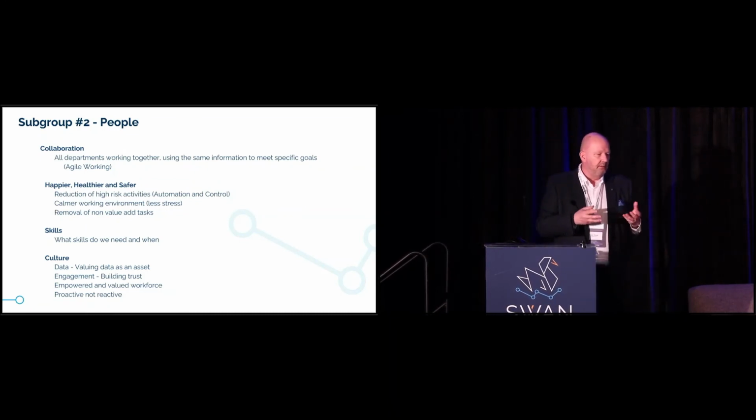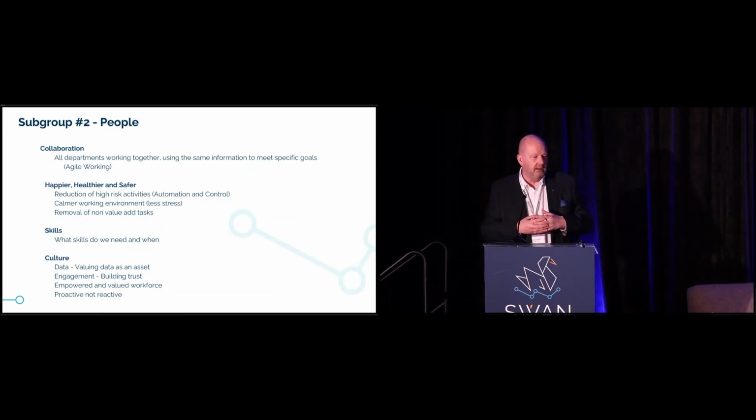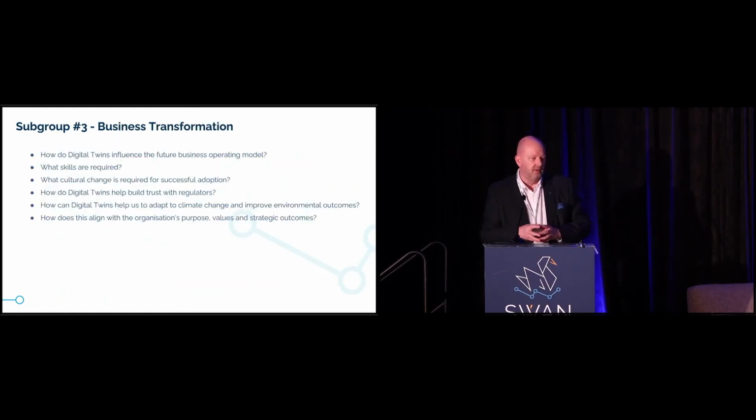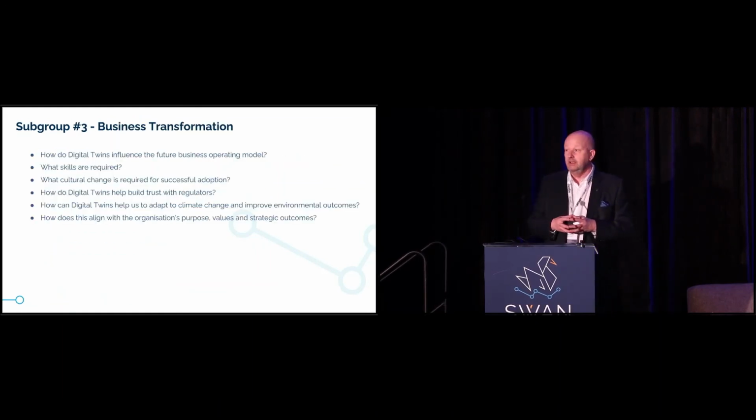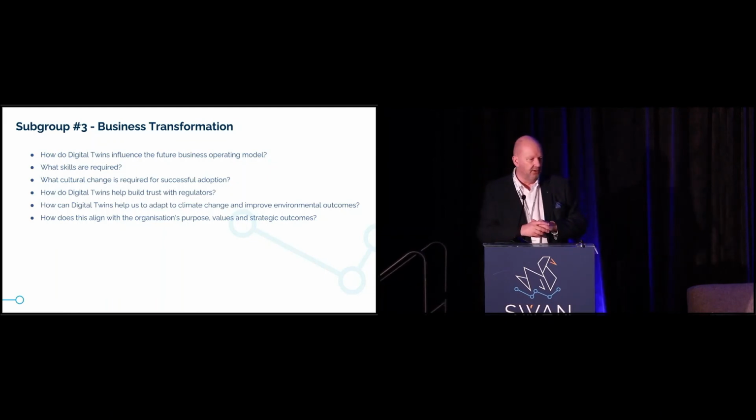And the other one around people is culture. So creating a culture within your organisation that values data, treats it as an asset. How do you engage with your people around digital twins and not being seen as a threat? We need to build trust with those people. This is not about taking their jobs away. We need to empower and value our workforce, and we need to move to being proactive rather than reactive. And then the final group is around business transformation. So these are some really big topic conversations, yeah?